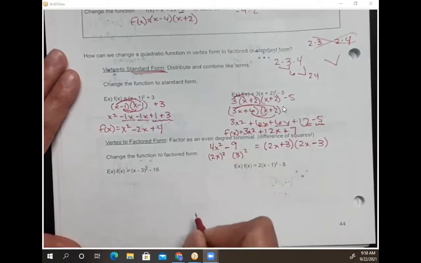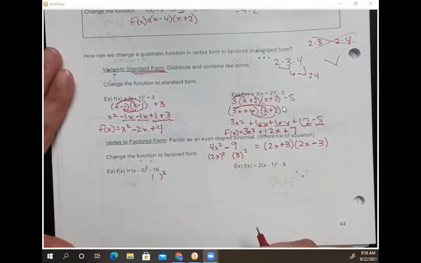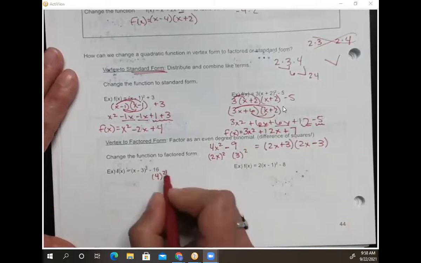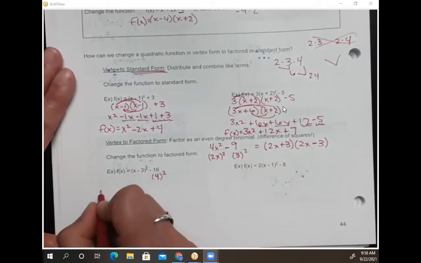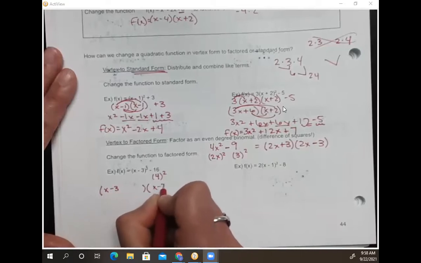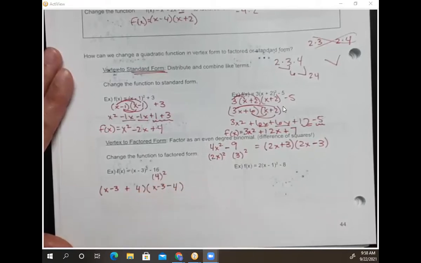And then I got subtraction. And then 16 we can write as something squared. What would I square to get 16? 4, yeah. So I've got x minus 3 being squared and 4 being squared. So I can write this as a difference of squares. First thing at the front of each factor. Second thing at the back of each factor. One gets a plus sign, one gets a minus sign.